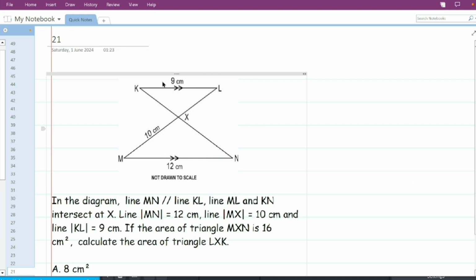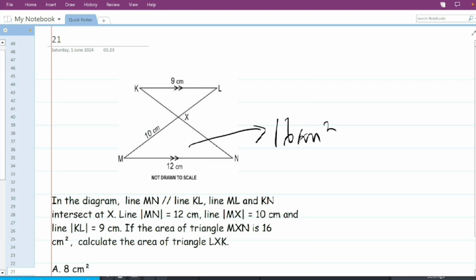We know this is a shape with two triangles in it. This is triangle 1 and this is triangle 2. And this question falls under similar triangles or lines that can be equated to one another. This is a smaller triangle and this is a bigger triangle. You can also say this small triangle has been enlarged to this. We know the area of this triangle is 16 centimeters squared, and we're asked to find the area of this.